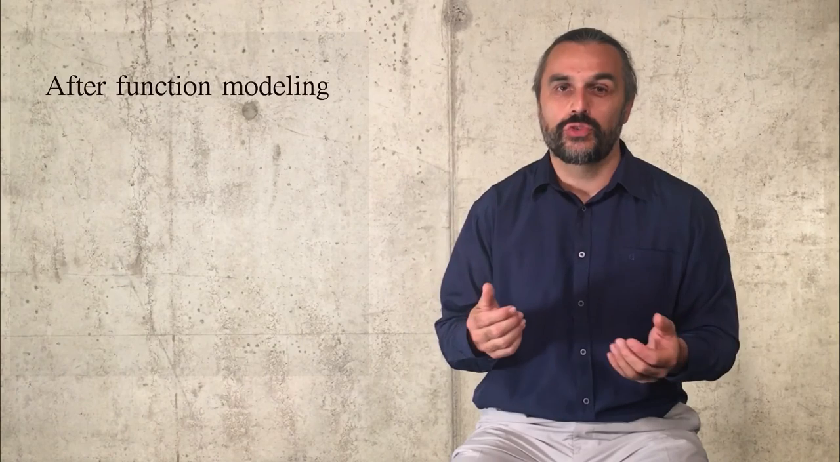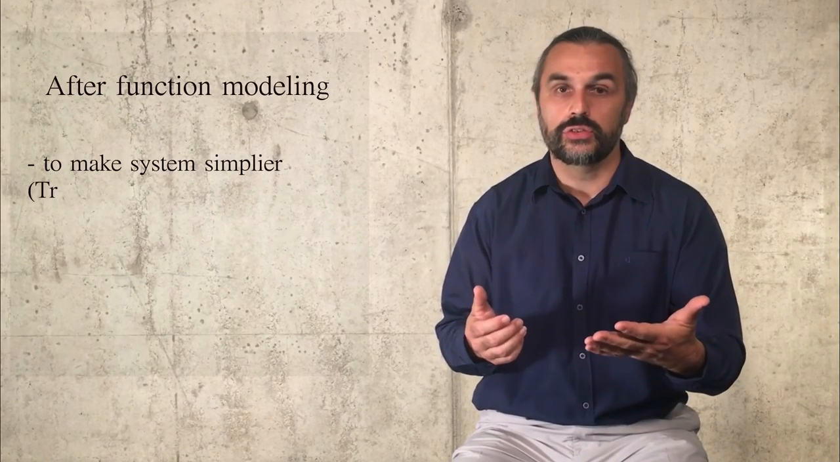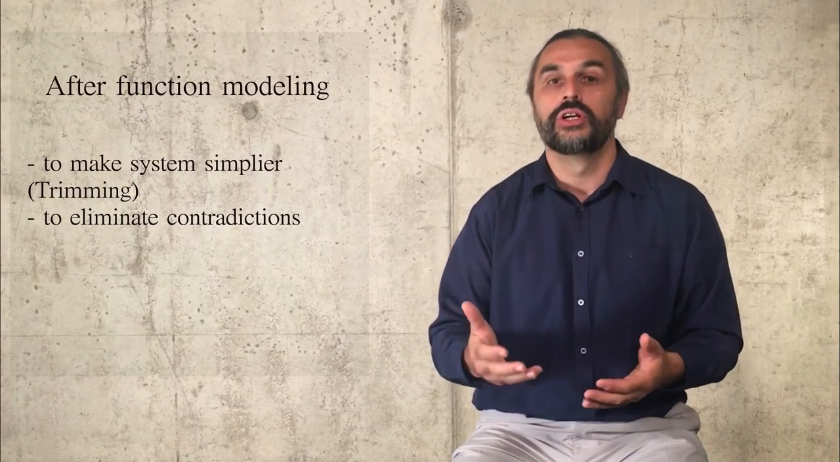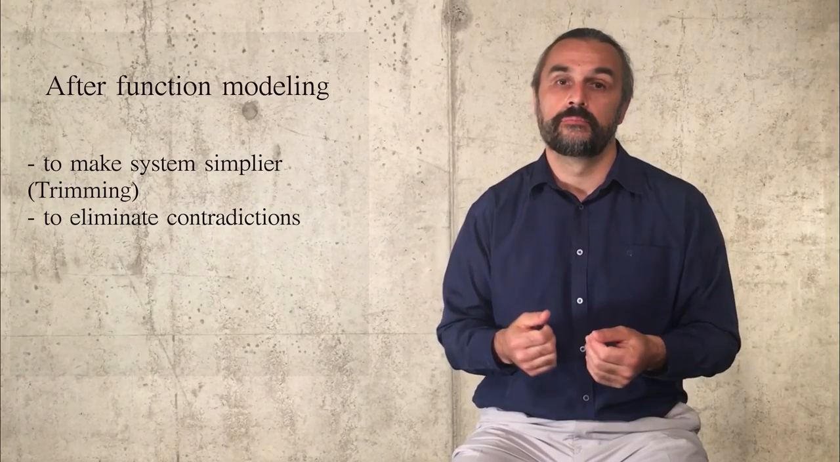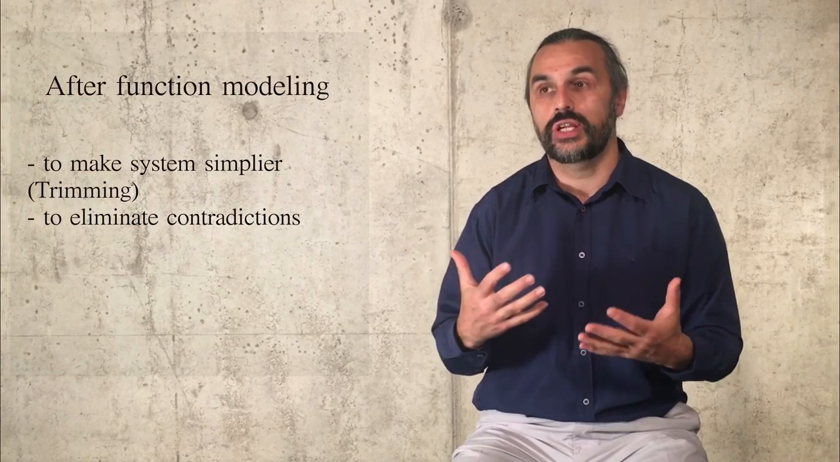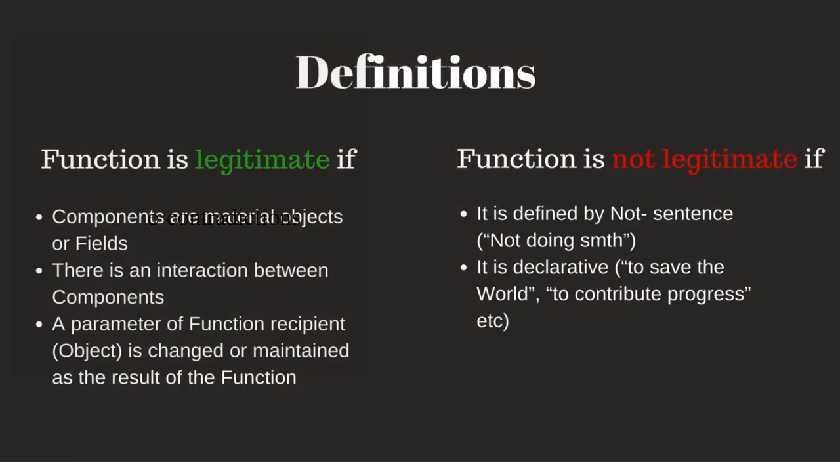When you are done with your function model, you can do a lot of things. You can make systems simpler, applying trimming. You can analyze contradictions and eliminate them, making the system again simpler, better, or more ideal. And if you forget everything else related to function analysis, you have to focus on and remember the definition of function. What is a legitimate function and what is not? A function is legitimate when there are elements, they interact, and there is a parameter that has been changed or maintained as a result of the function.